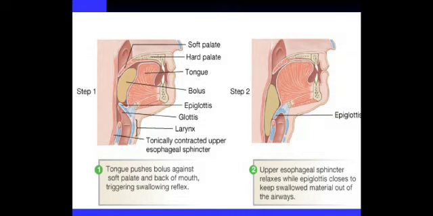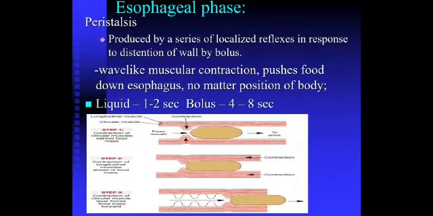So you can see in the first step, the tongue pushes the bolus against the soft palate and back of the mouth, triggering the swallowing reflex. The upper esophageal sphincter relaxes while the epiglottis closes the laryngeal opening to keep the swallowed material out of the airways.